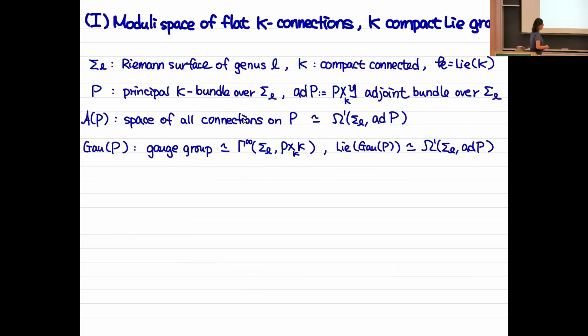We will start by reviewing some of those moduli spaces, beginning with flat K connections, where K is a compact Lie group. This is known as the Atiyah-Bott situation. You have a Riemann surface of genus L, a compact Lie group, principal K bundles and adjoint bundles. You consider the space of all connections to start with. It's an affine space, and the underlying vector space is the one-forms with values in the adjoint bundle, with the gauge group acting on it. The gauge group can be viewed as all the smooth maps from the surface into the K bundles.